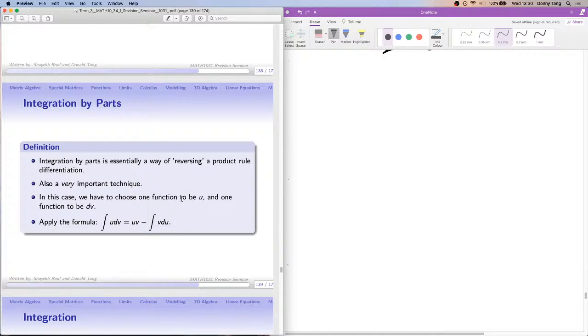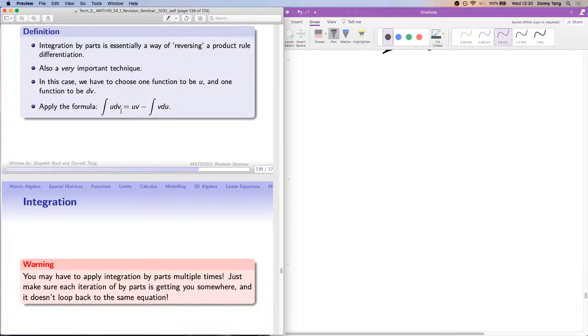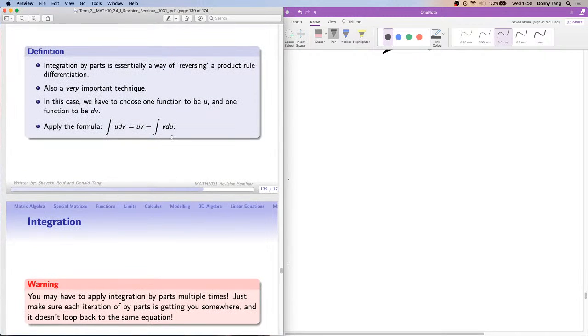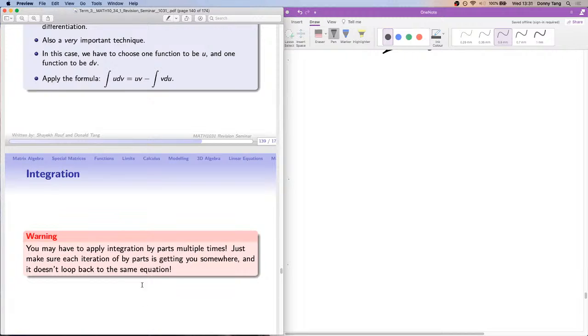In this case, we have to choose one function to be u and one function to be dv. So as you can see in the formula, u and dv, uv, and so on. I'll show you guys how you apply the formula, but I'll also show you a better way to interpret this, all right? You may have to apply integration by parts multiple times. Just make sure each iteration of by parts is getting you somewhere and it doesn't loop back to the same equation. So in a lot of cases, choosing your u's and choosing your dv's is very important, because if you choose it wrong, you loop back.